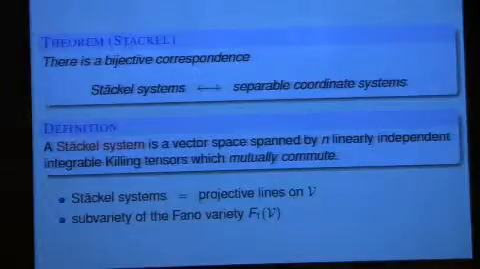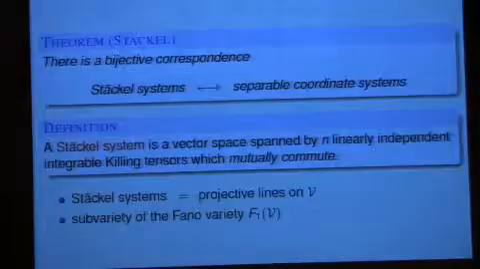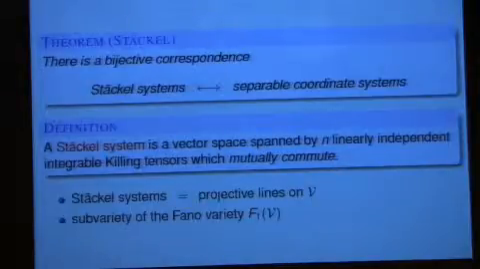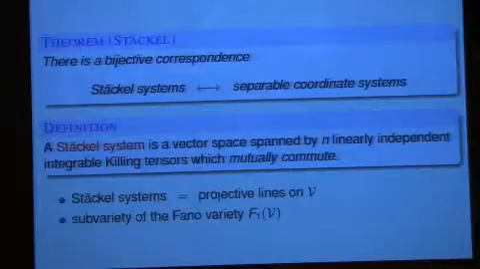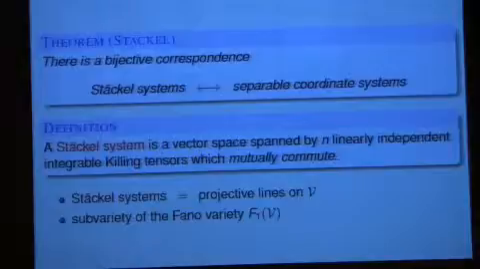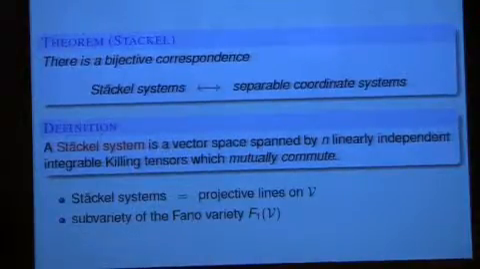So I haven't told you about the exact correspondence between integrable Killing tensors and separable coordinate systems. This is given by so-called Stäckel systems, which are vector spaces of dimension n containing commuting integrable Killing tensors. So what does this mean in our case? This means that Stäckel systems, and thereby separable coordinate systems, correspond to projective lines on our variety.